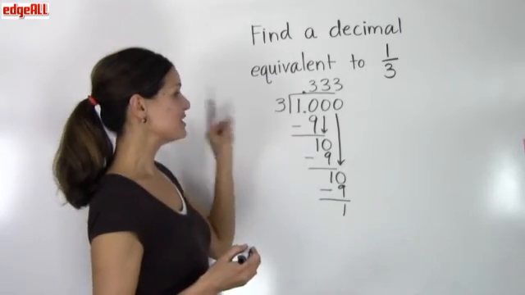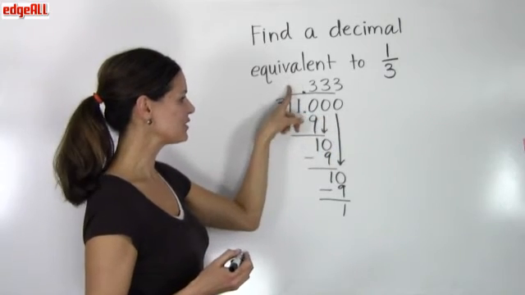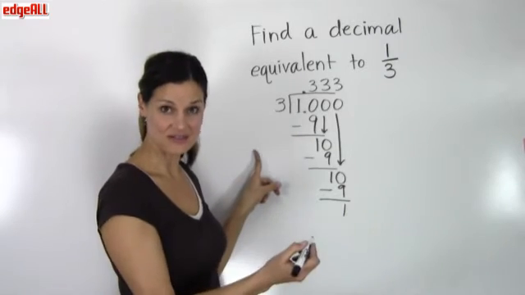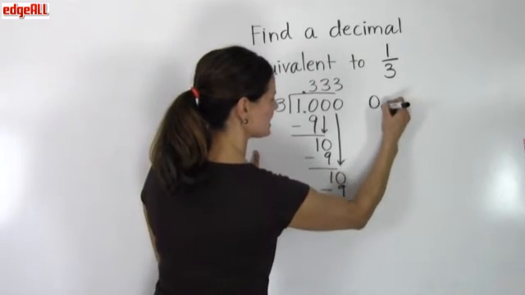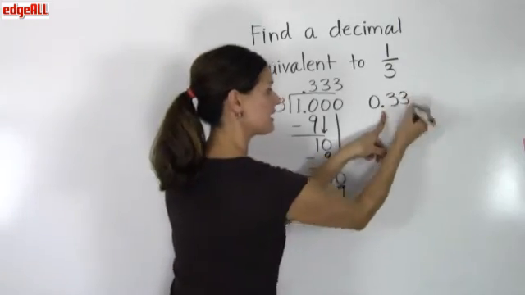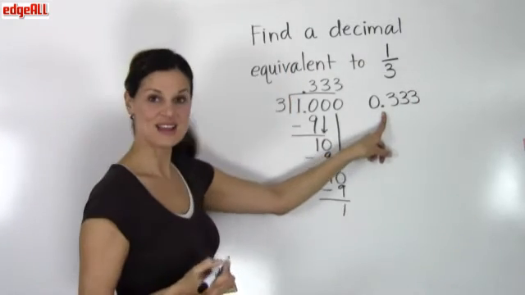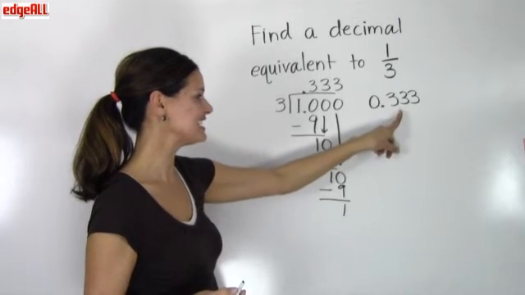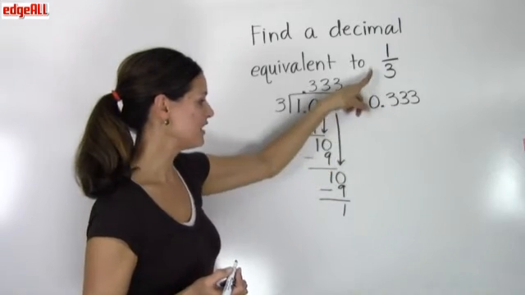The only way to truly express 1/3 in a decimal equivalent would require an infinite number of 3's after my decimal point. So if I were to put this answer as 0.3, that would be close. 0.33 would be closer. 0.333 would be closer still. But the problem is that this pattern would need to continue forever in order to truly equal 1/3.